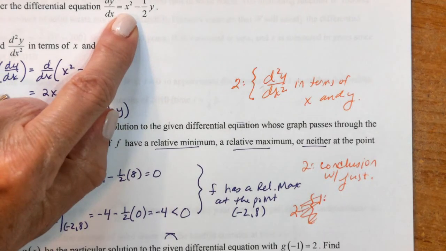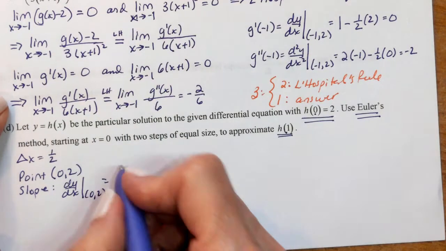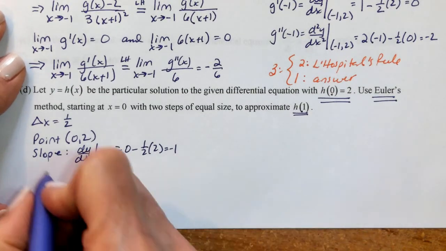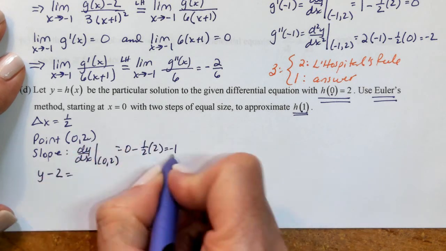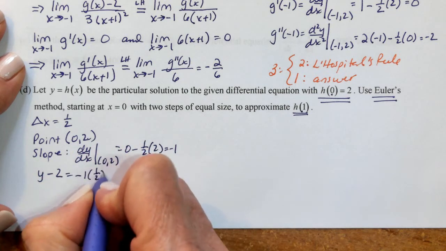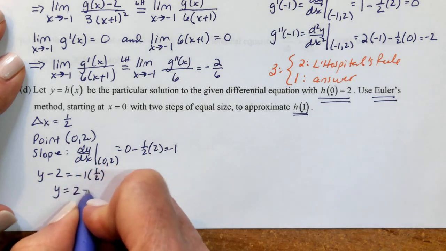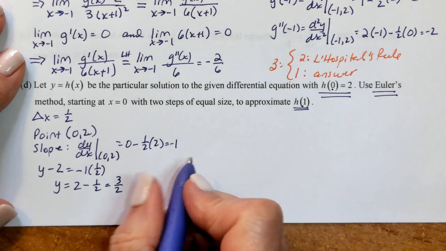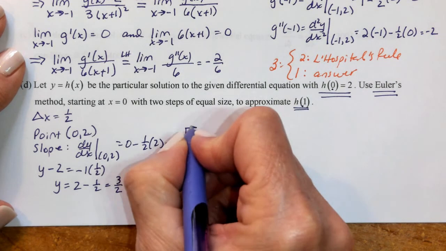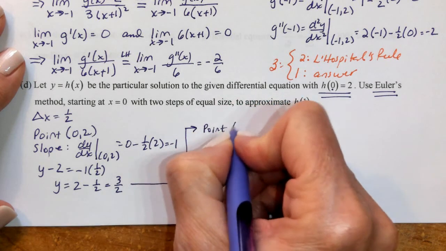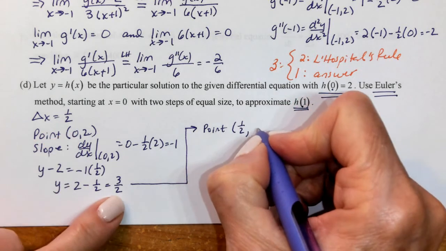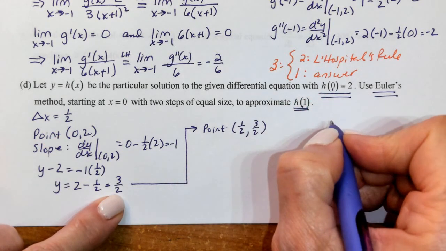So I'm using my dy/dx that they gave me. x is 0, y is 2. So I'll have 0 minus 1/2 times 2, that's a negative 1. y minus the y value is my slope times my delta x. So y is 2 minus 1/2, which is 3/2. So I have my intermediate point. My intermediate point is 0 plus 1/2, that's my step up for my x, and then 3/2 for my y.